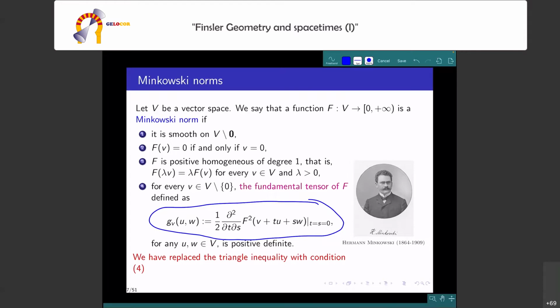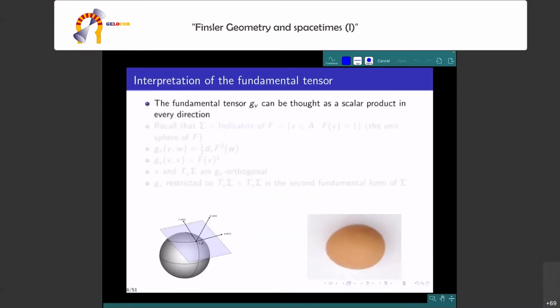Here basically we have replaced the triangle inequality of the norm of analysis with this condition, which means that the fundamental tensor has to be positive definite. Let's explore a little bit more the properties of the fundamental tensor. As I said, you can think of this fundamental tensor as a scalar product in every direction.